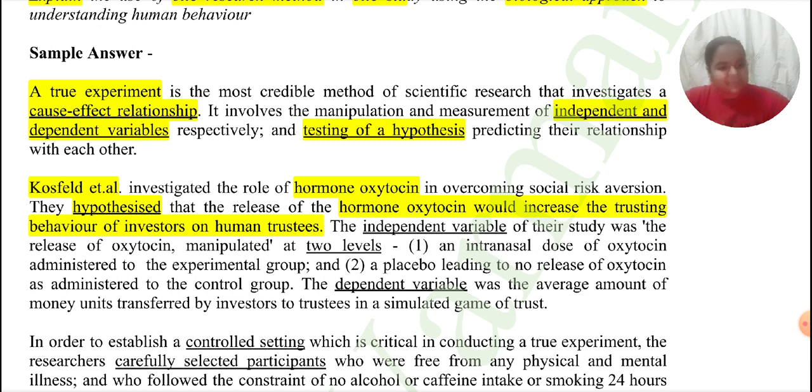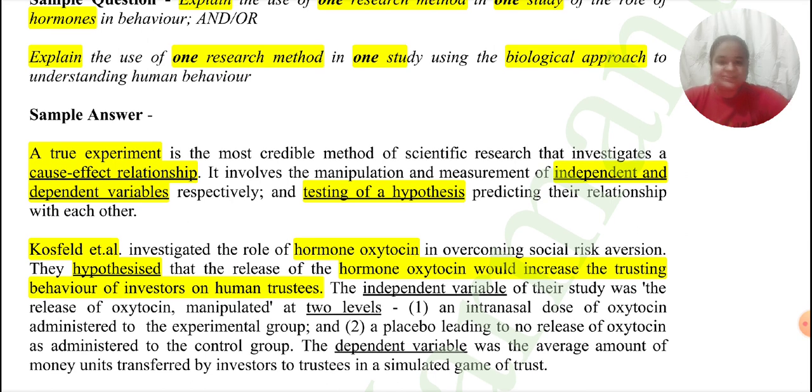You are explaining what a hypothesis is by exemplifying it with the study. You are explaining what an independent variable is by exemplifying it through the study. In general, what these terms mean is not something to be explained in this answer, because they've clearly mentioned in the question, explain one research method in one study, not in general. That's why it's so important to read the question and keep the wording in mind while answering the question.